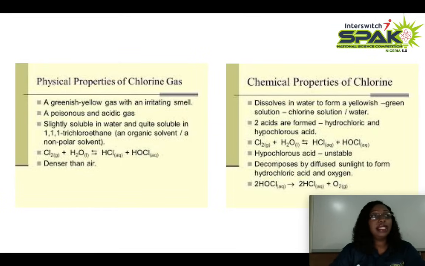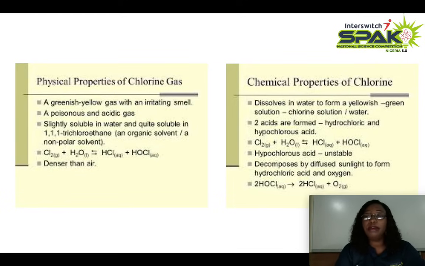What do you mean by it's denser than air? When we calculate the relative molecular mass of chlorine, that's 35.5 times 2 to give you 71. And the density for air is between 28 to 30 or 31. So you can see that it's much heavier than air, and that is why it is collected downwardly. Say downward delivery or upward displacement of air.